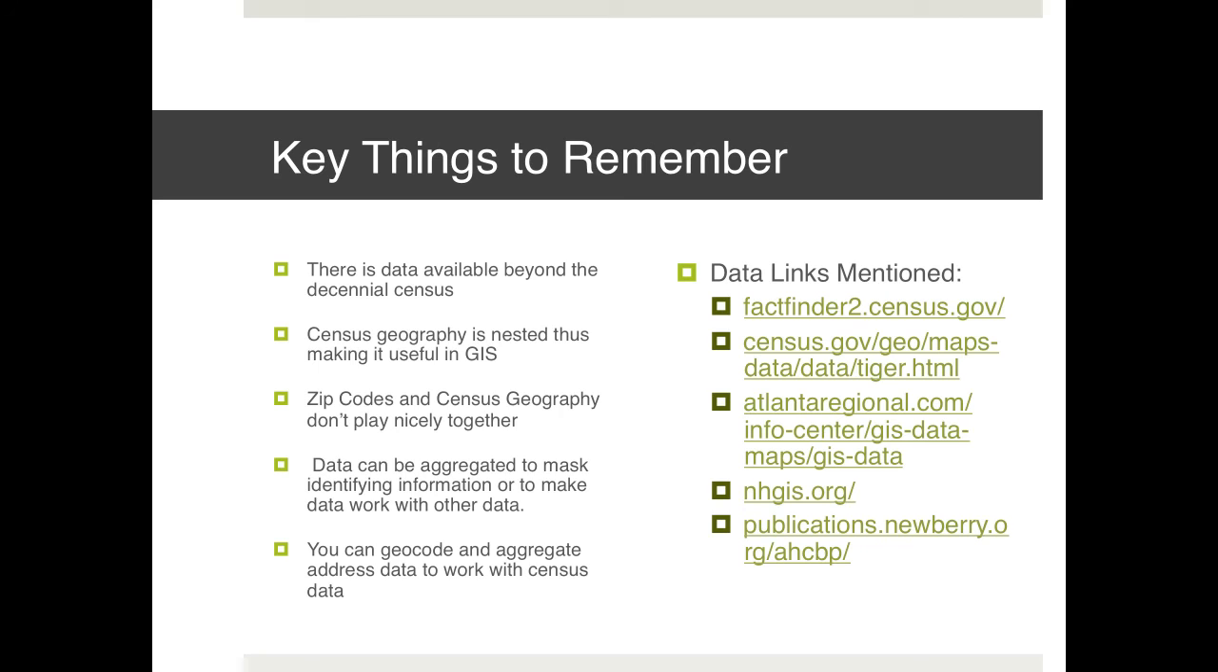Some key data links mentioned here are on the right. The American Fact Finder and the Census TIGER files are available here. If you're looking at Atlanta, the GIS data available at the Atlanta Regional Commission is quite useful because it's all in the same coordinate system or spatial reference. The National Historical GIS and the County Historical Atlas.